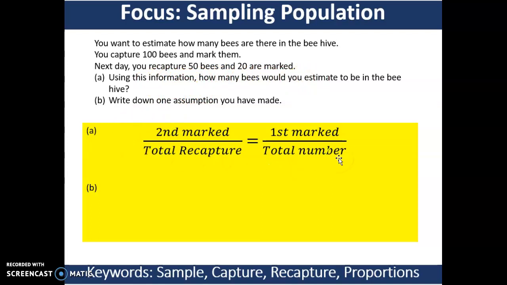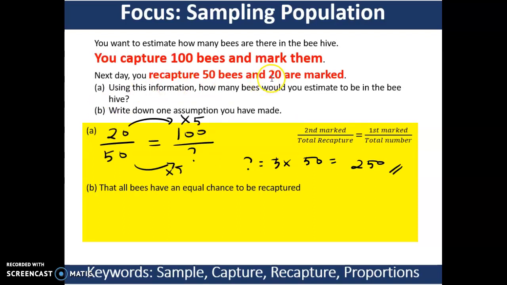Same thing, you have two fractions, or in this case proportions, and you start with the second one first, and you lead to the very first one. How it works is like this. You got 20 of them marked that you recaptured, and 50 of them are in total. Initially, you captured 100 bees and they were marked, so this is your first marked. Now in this case, you ask yourself, how do I go from 20 to 100? Well, easy, times by 5. So your denominator, 50 times by 5, you get yourself 250.